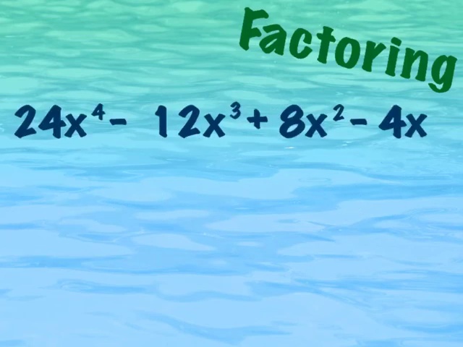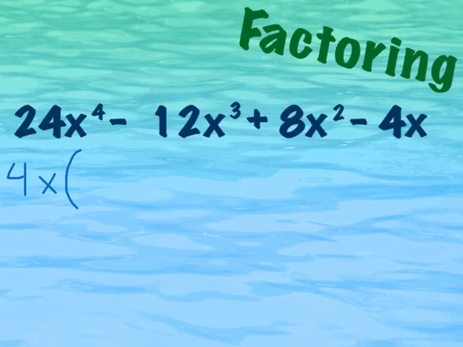Our last problem we're going to do, we look through and see if we can divide out a greatest common factor. Looking at 24x to the 4th minus 12x to the 3rd plus 8x squared minus 4, I notice that the number that can divide into each of those is 4, and each one of these terms has at least one x. So I'm going to say 4x is my greatest common factor.